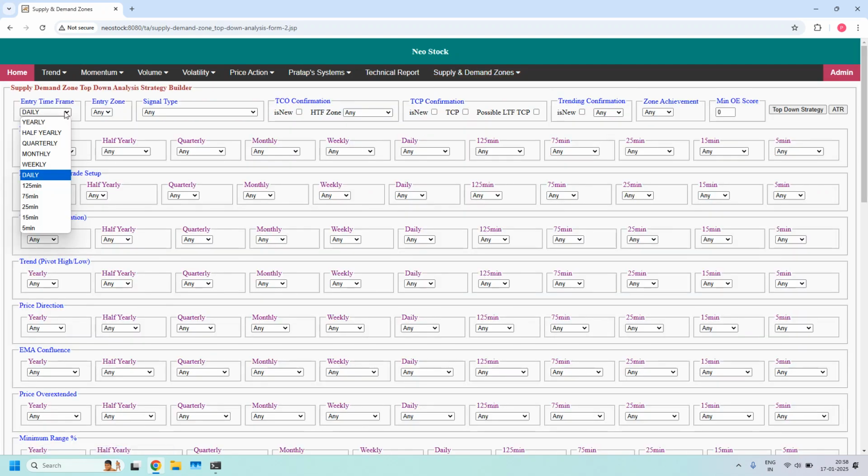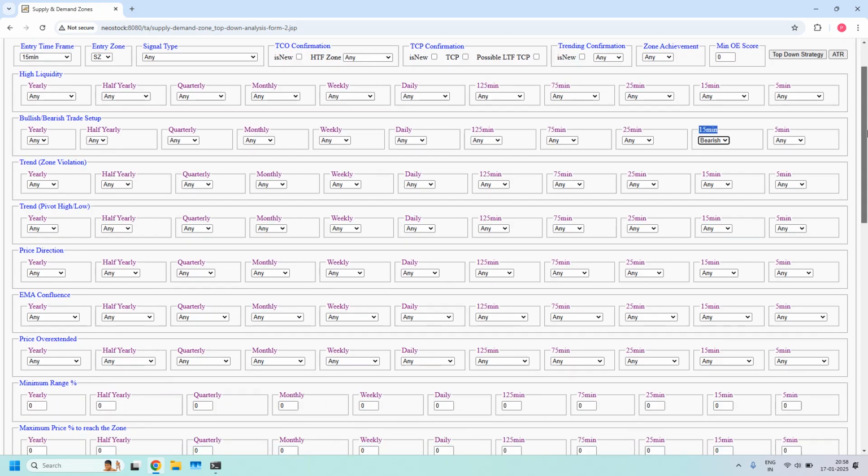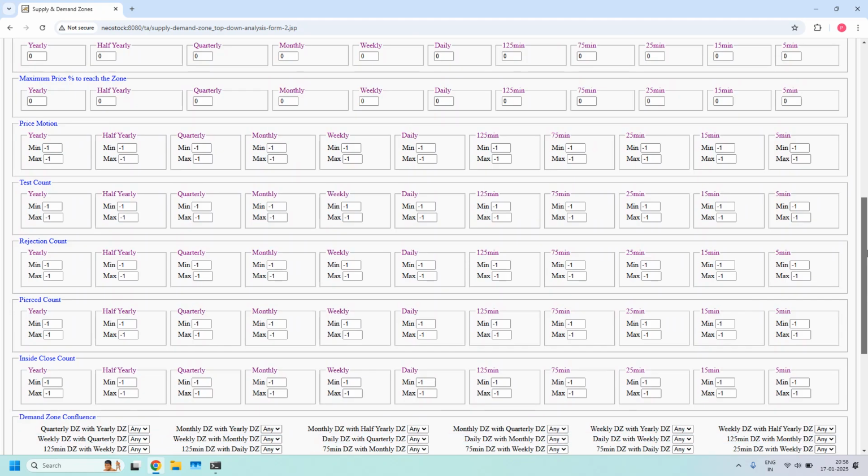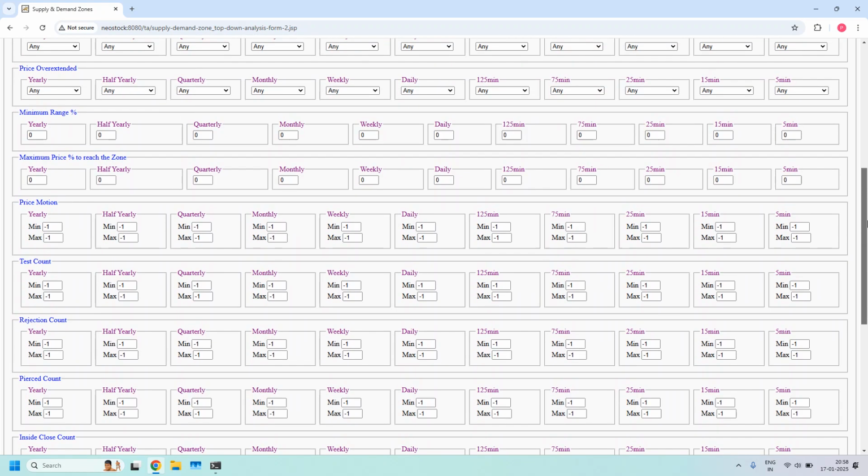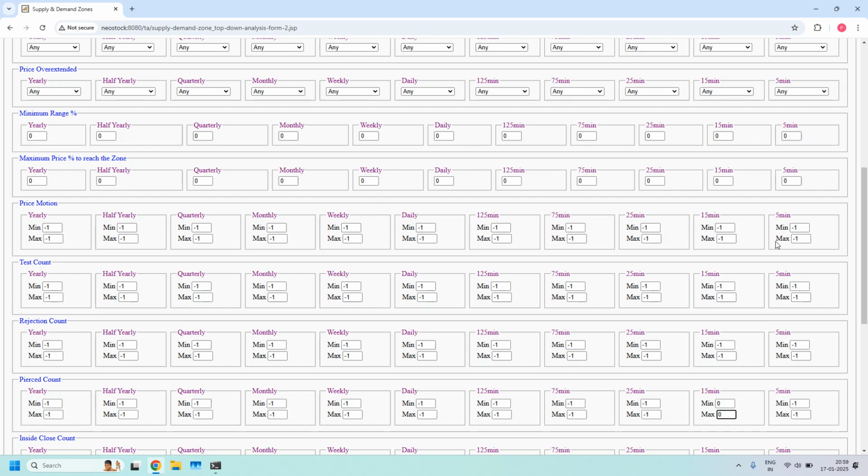Entry time frame is 15 minutes. Entry zone is supply zone. In bullish or bearish trade setup at 15 minutes entry time frame, I am selecting bearish. And we need to set 3 filters to this 15 minute supply zone. First filter is 15 minute supply zone should not be pierced. So in the pierced count parameter, at 15 minutes time frame, I am setting minimum value 0, maximum value 0.